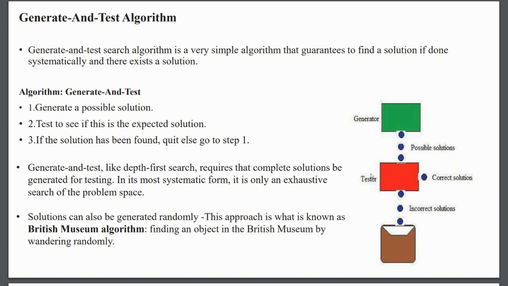Otherwise, if it is not the expected solution, we need to go back to step one, generate another possible solution, and check if it is the goal solution we want. And if it is, then we quit the steps. Generate and test, like depth first search, requires that complete solutions be generated for testing. In its more systematic form, it is only an exhaustive search of the problem space. The generate and test algorithm is also known as the British Museum algorithm.